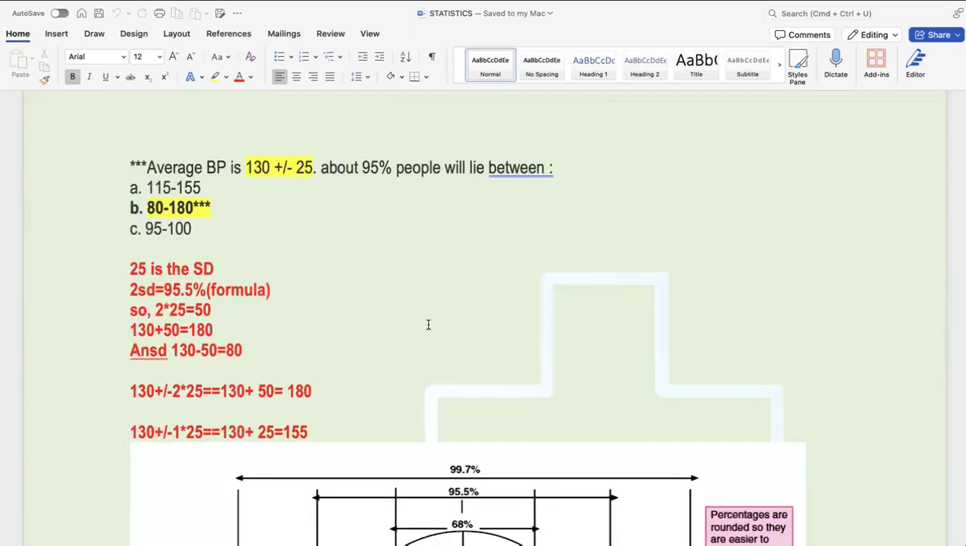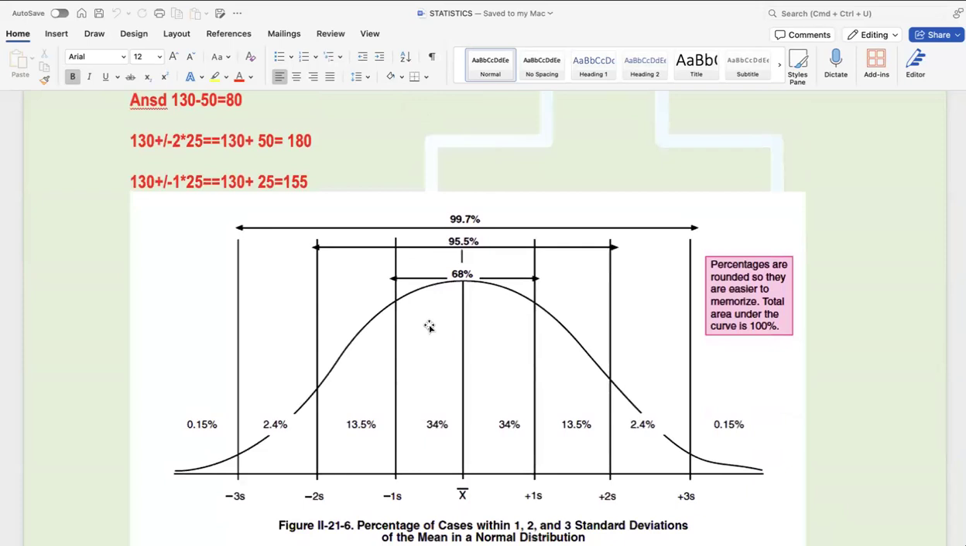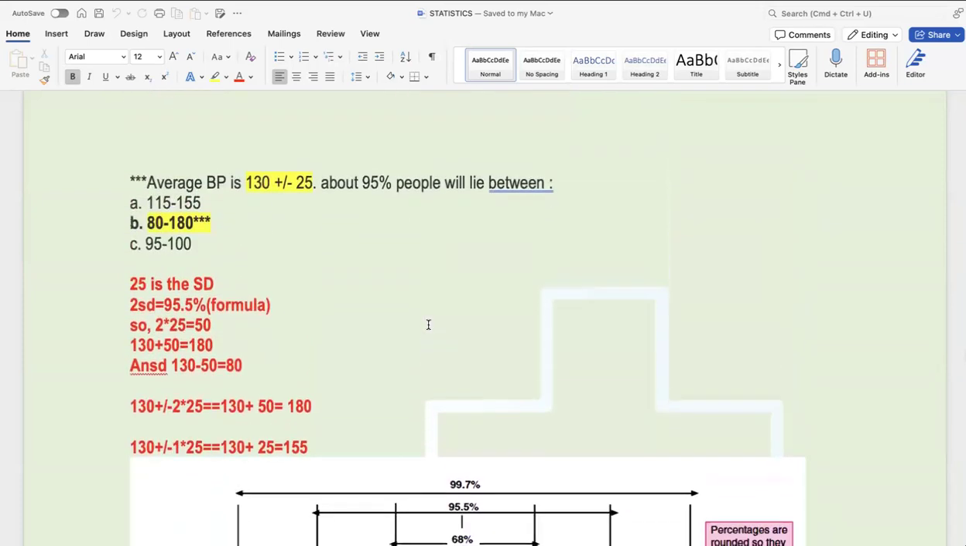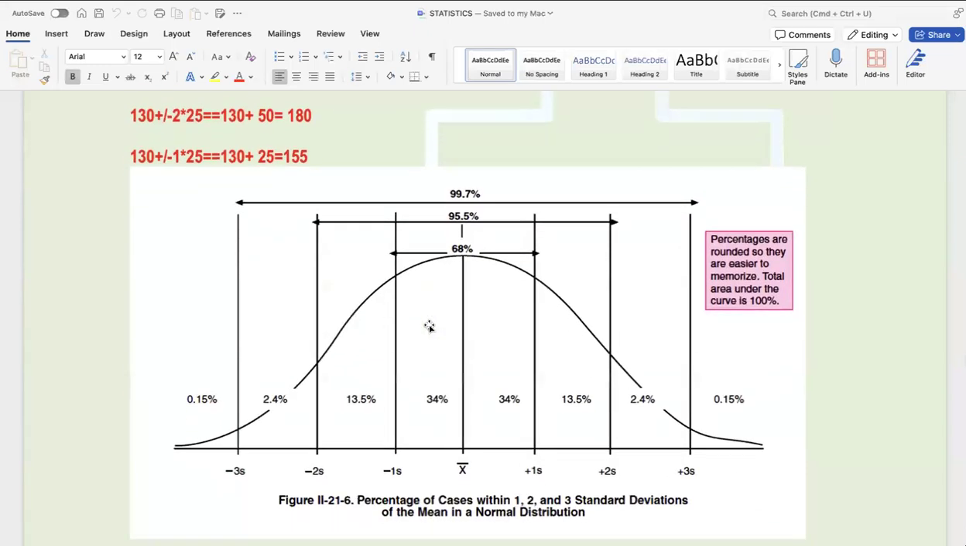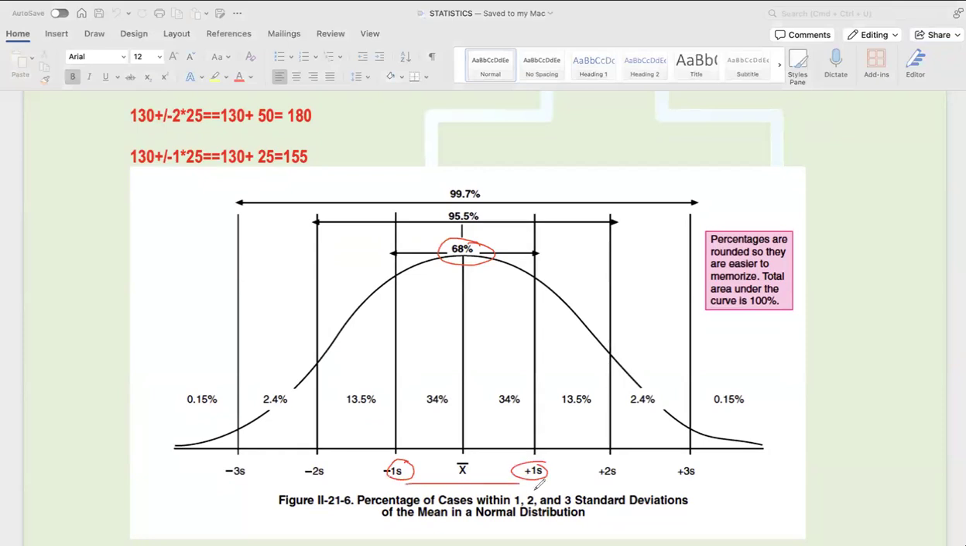Okay, now we are moving into something else, which is like this. So this is called standard deviation. Now, if you get this kind of question in the exam, you should be happy because it is very easy to do. So a standard deviation looks like this. The only thing you need to memorize is, if they're saying one standard deviation, 68% of people fall into this one standard deviation.